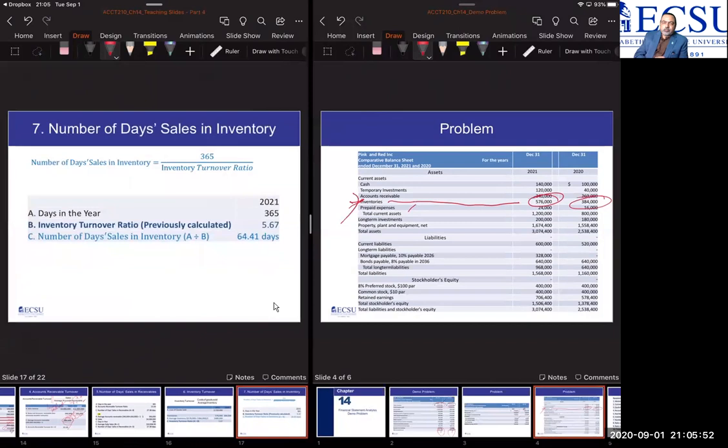The next ratio, the last of the liquidity ratios, is number of days sales in inventory. As you can see, 365 divided by the inventory turnover ratio. That is the formula that you can use. Days in the year is 365. We calculated that ratio to be 5.67 in the previous slide, and we get 64.41. So it is taking about 2 months really to roll your stock.